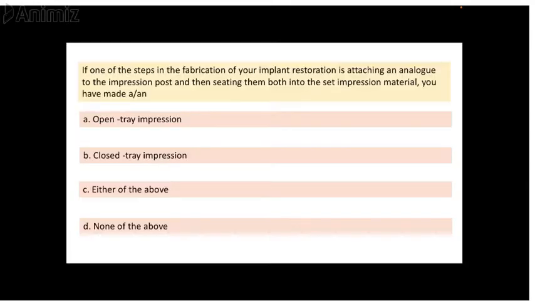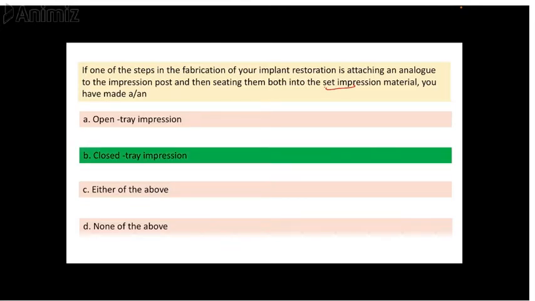I think with this discussion we are clear with the question. In the question it is asked that the analog and the impression post are seated into the set impression material. So after the impression is set, the analog with the impression post is placed. This kind of technique is the closed impression technique. In the closed impression, we take the impression first, the impression copings remain in the mouth after removal of the impression, and then the copings are transferred to the impression and the cast is poured. The correct answer is closed tray technique. Whereas in the open tray technique, the impression is taken with the screw in position.